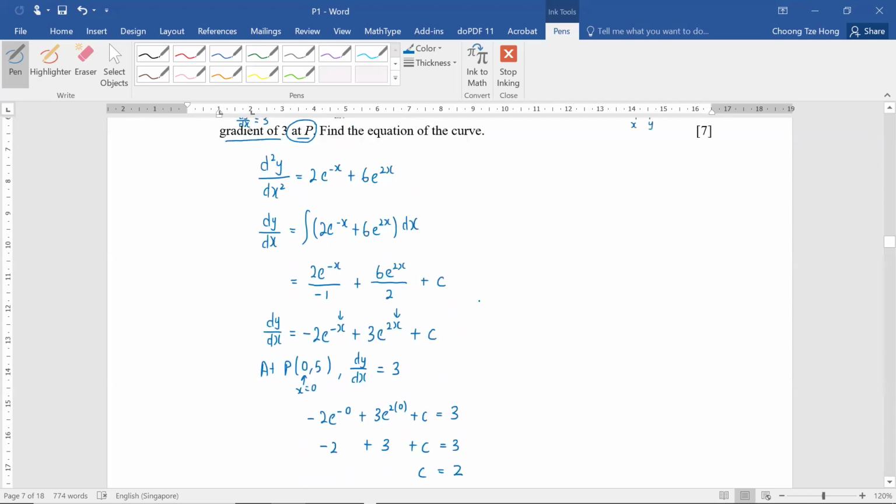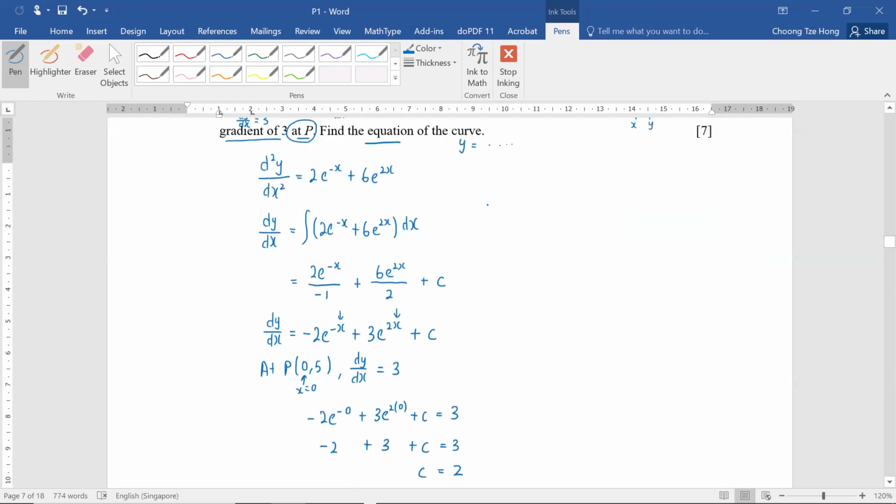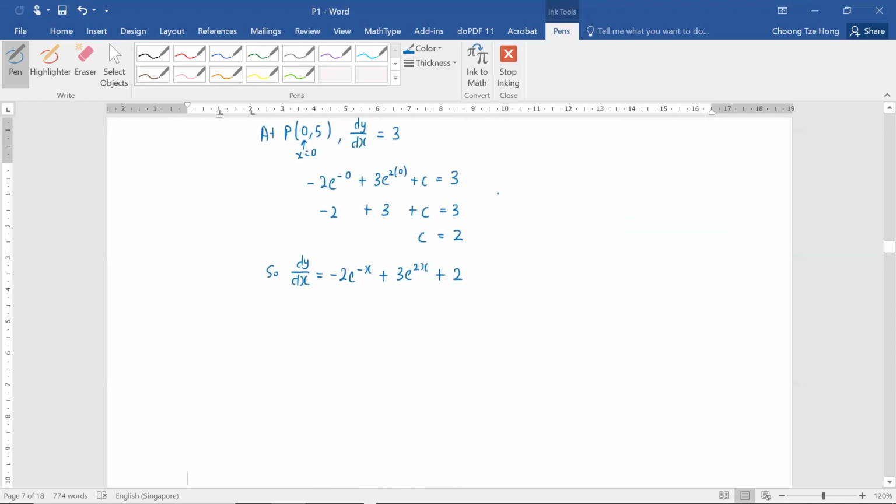Okay, but remember this is not the end of the question. They want us to find the equation of the curve. That means they want us to find y equals something, okay? Find the equation of the curve, which means that we will now need to integrate one more time. So to get y, we will integrate dy/dx. So y will be, we're going to integrate this whole thing with respect to x.